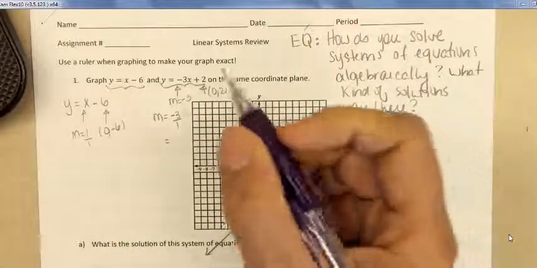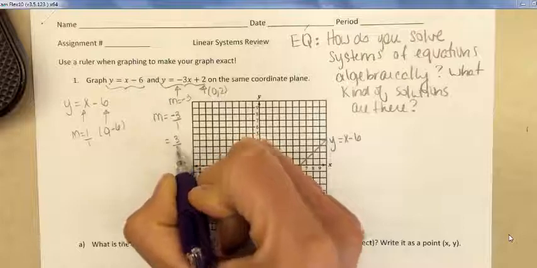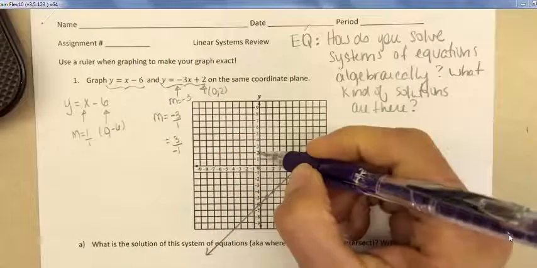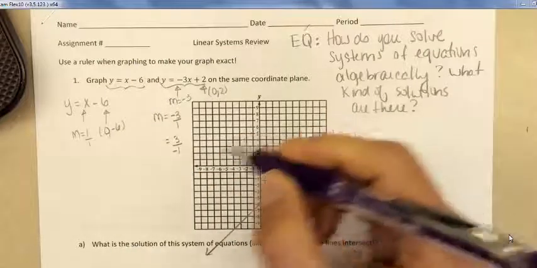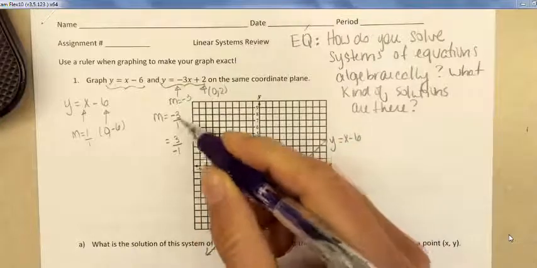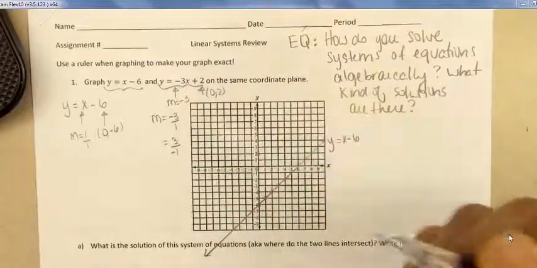You could also go up 3 and backwards 1. So I'm putting that negative to mean backwards. Either way, these are both negative 3, so you can do it either way.